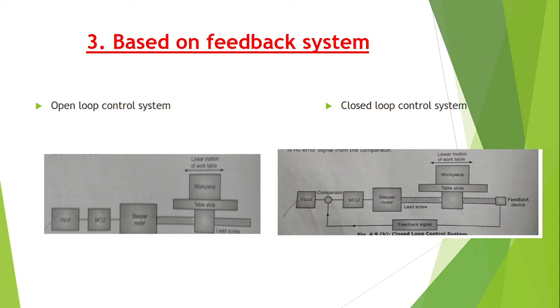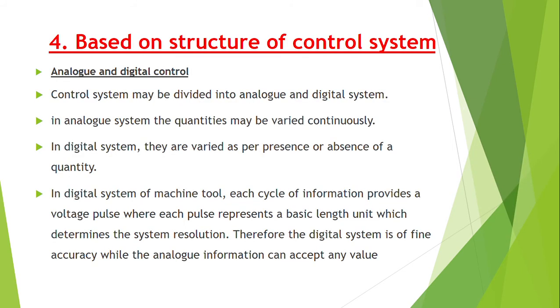The MCU then sends corrective commands to the drive unit, and the cycle repeats until there is no error signal from the comparator. The fourth type is based on the structure of the control system. These are analog and digital. Control systems may be divided into analog and digital systems.